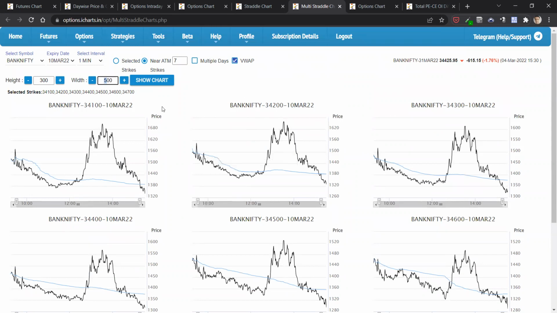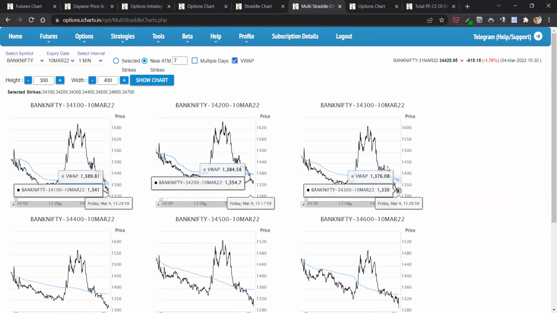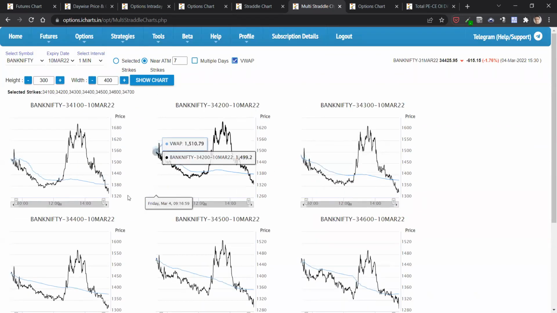You can do this. Okay, so this is using VWAP plus price action. Price. Yeah, VWAP and price. VWAP and price. Okay.